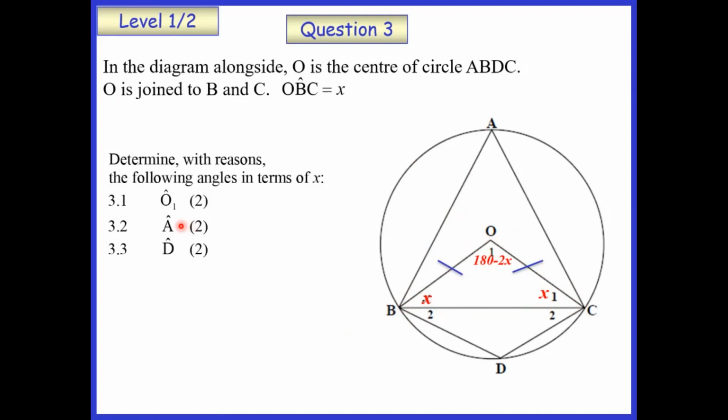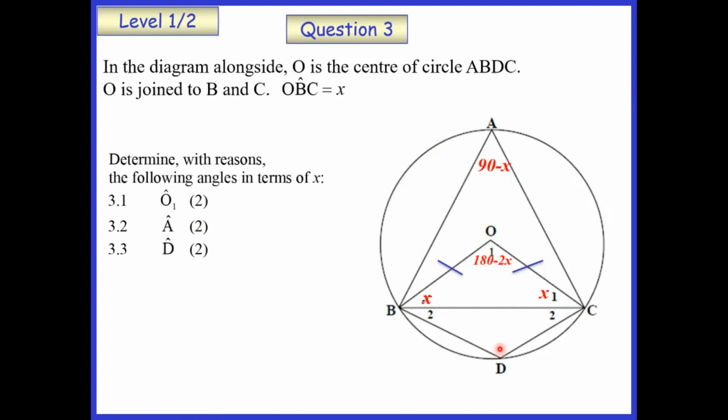And then the next question is straightforward because they want us to find A. We're going to use the famous angle at the center, and that gives us the 90. You just take a half: 180 divided by 2 is 90, and 2x divided by 2 is x. So we're using angle at the center.